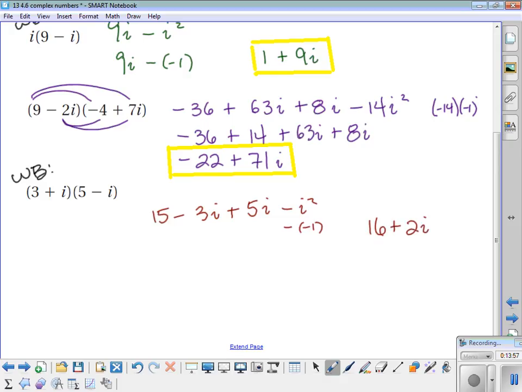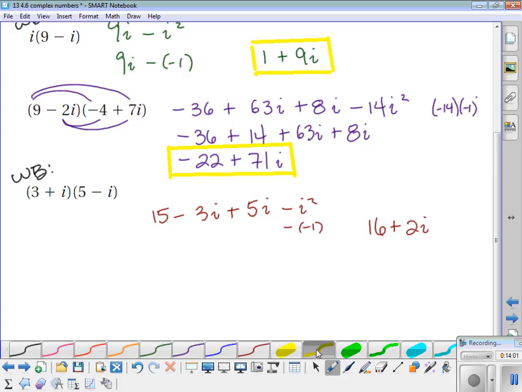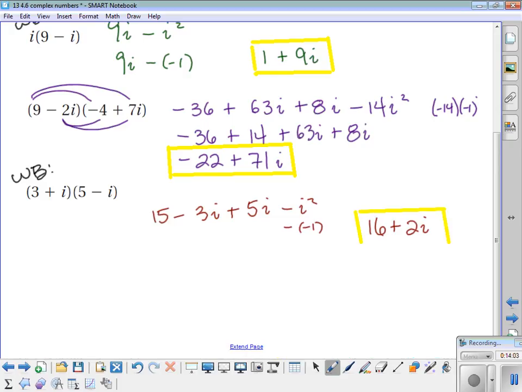All right, so what does i equal, everybody? i is equal to the square root of negative 1. So one more time, what does i equal? The square root of negative 1. What does i squared equal? Negative 1.